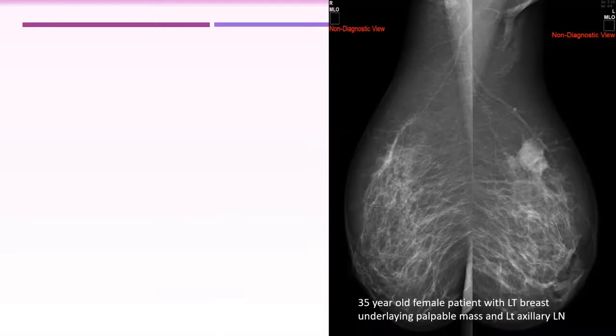Okay, this is a 35-year-old female patient with a left breast underlying palpable mass and left axillary lymph node. So here.